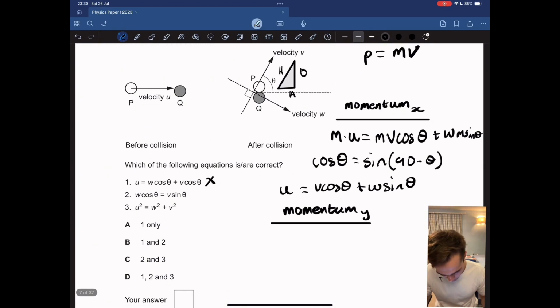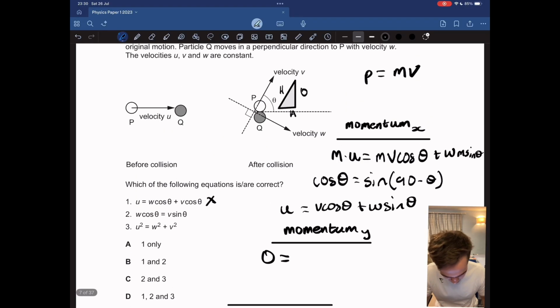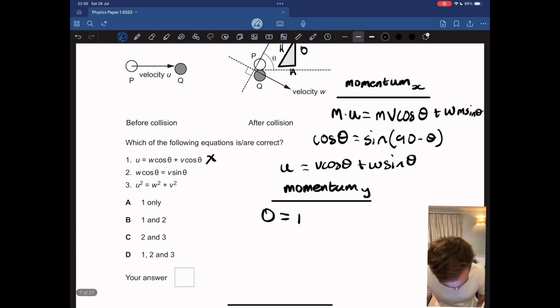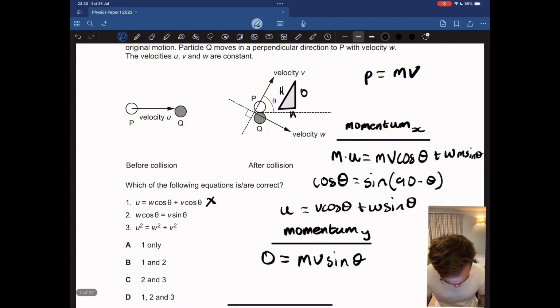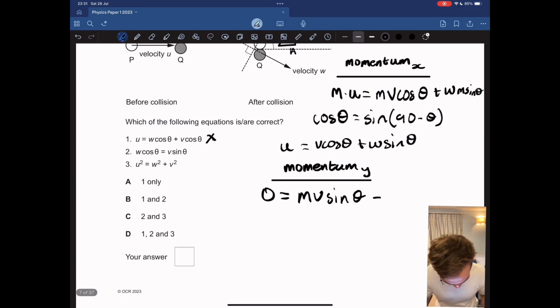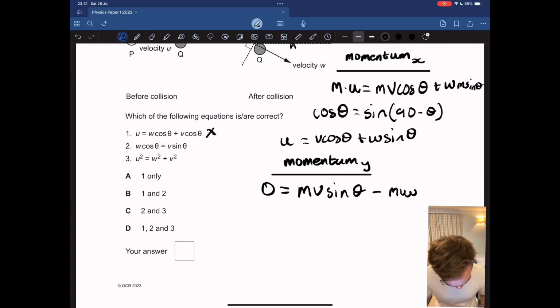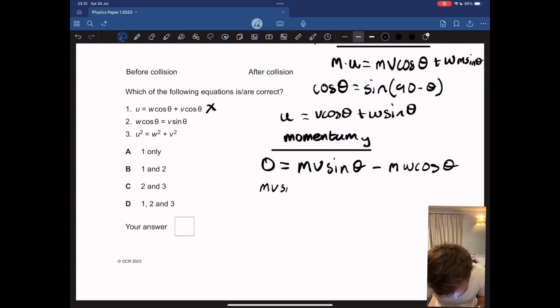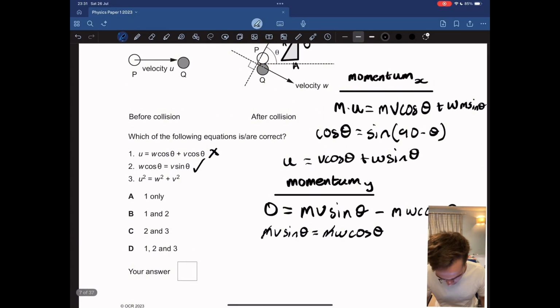So there's none to begin with, so 0 equals. What's our up momentum? It's going to be mv sine theta minus mw. We kind of established that it's going to be opposite because of the perpendicularity. So we're going to get mv sine theta equals mw cos theta. The m's are going to cancel, so w cos theta equals v sine theta. So that's right.